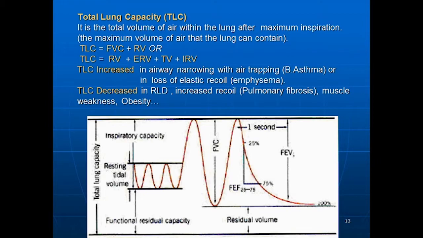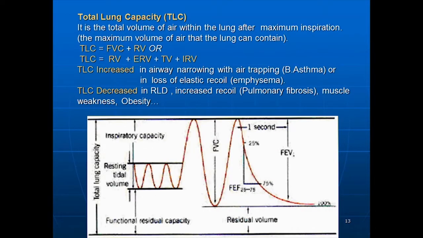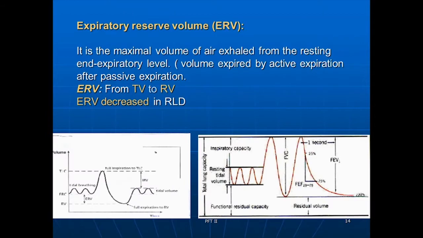Total lung capacity simply means the amount of air that we can breathe in and the amount of air that we can breathe out, which includes your residual volume. That is increased in obstructive disease because we have an increase in our residual volume. So your total lung capacity is increased in obstructive disease and decreased in restrictive disease.